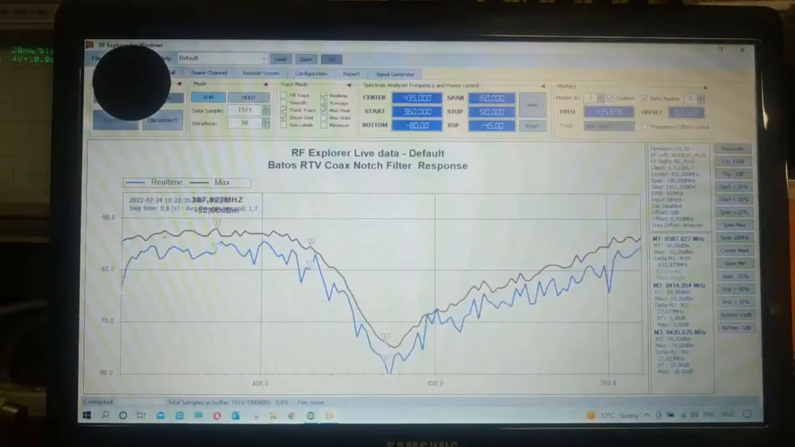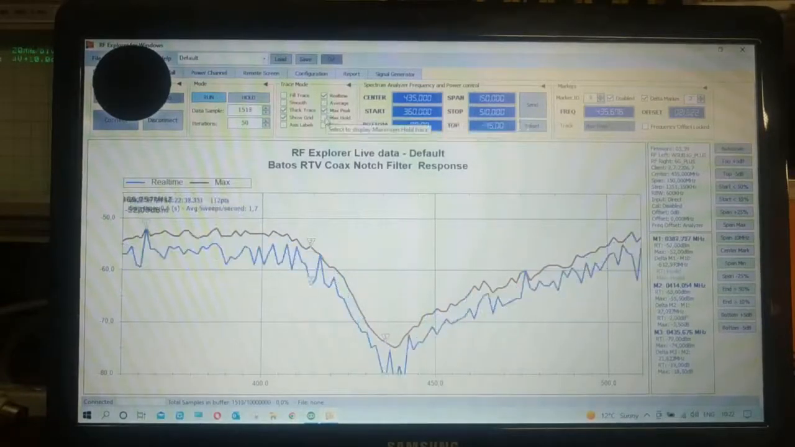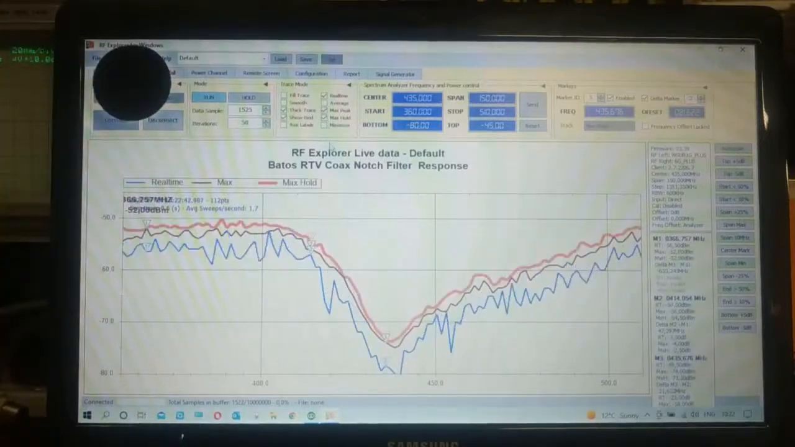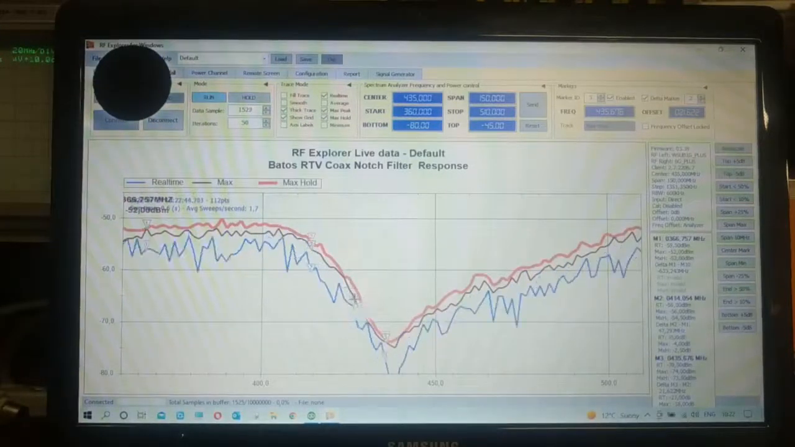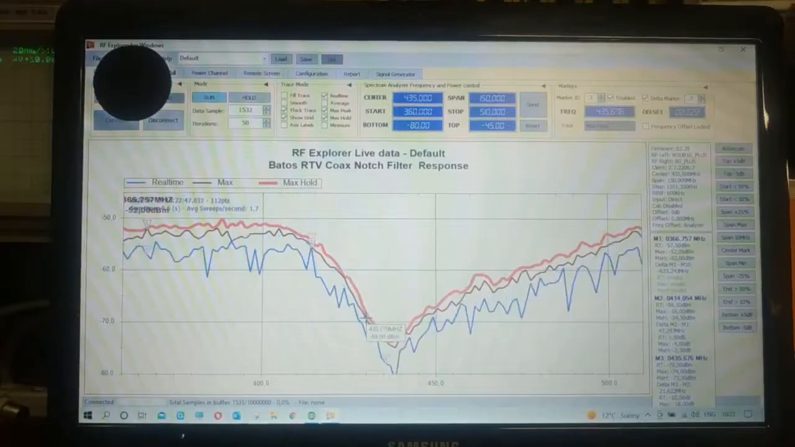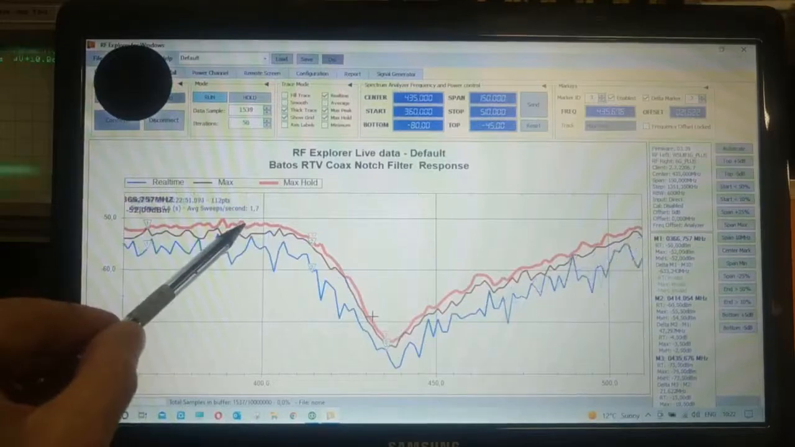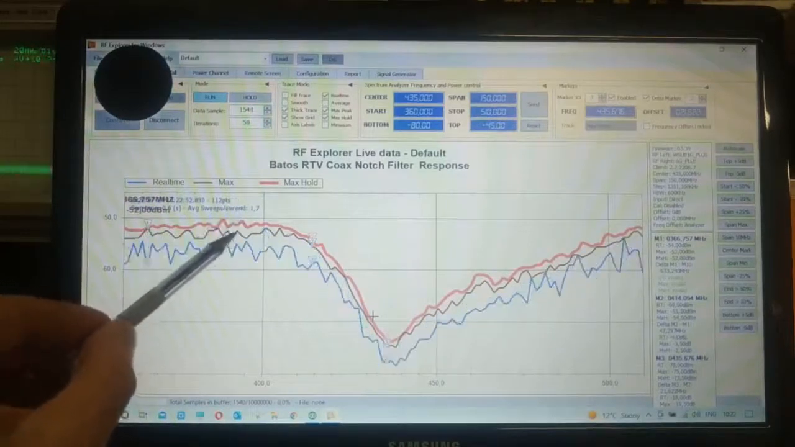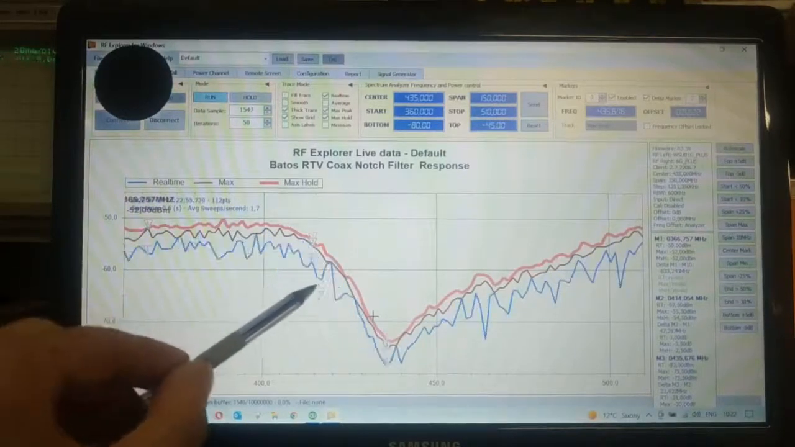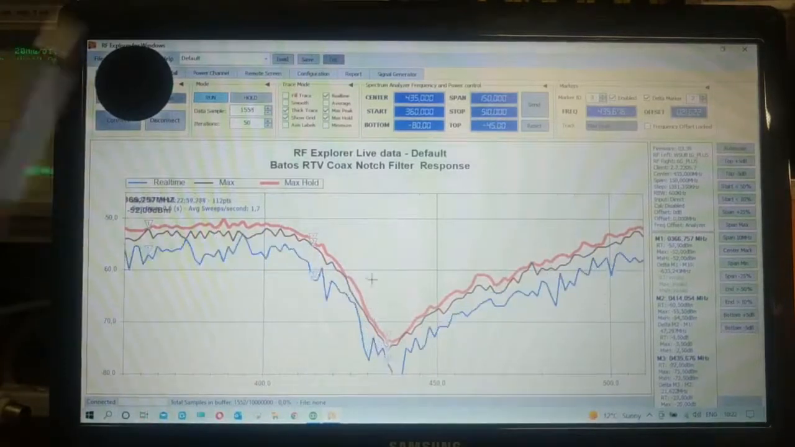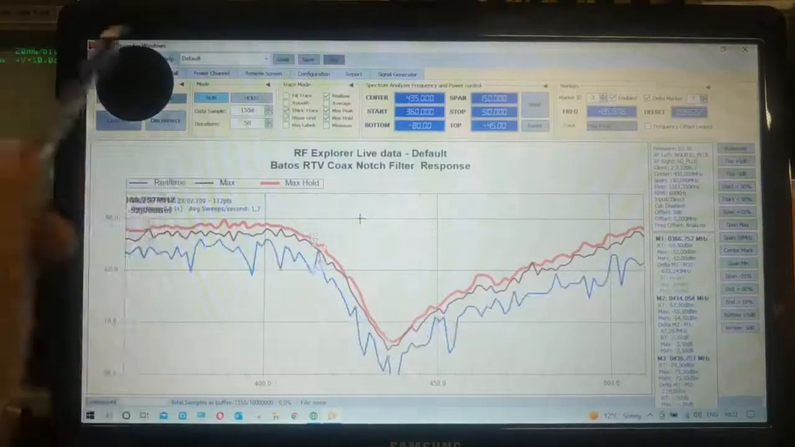Now, I'm going to click on maximum hold. Maximum hold means it holds until there is a much higher peak, and it stays there. So that's my maximum hold, that's my maximum peak, and the blue one is my real time. I'm just going to turn off the real-time display for easier viewing.